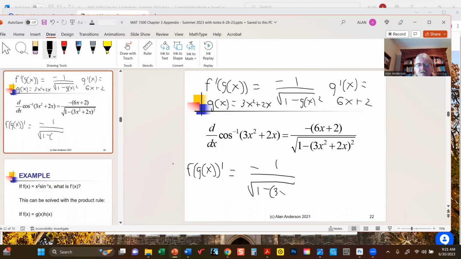So you've got 3x squared plus 2x. The entire expression will be squared here. And then the g prime will be replaced with 6x plus 2. Now up here, what's happened is the 6x plus 2 is just moved to the numerator. So these are the same result, of course. So it's minus 6x plus 2 all over the square root of 1 minus 3x squared plus 2x, the entire quantity squared.